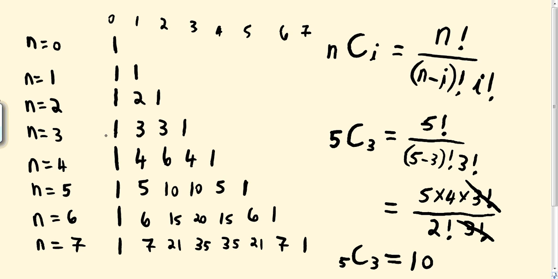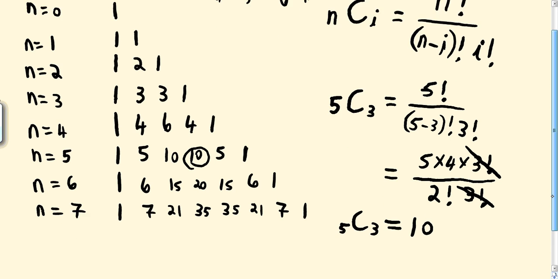Well, let's see. If I go to the fifth or the sixth row where n is equal to 5, and I go over to 0, 1, to the third or fourth column here where I is equal to 3, I get the number 10. That's not a coincidence. That's not a coincidence, okay? Let's try another one.